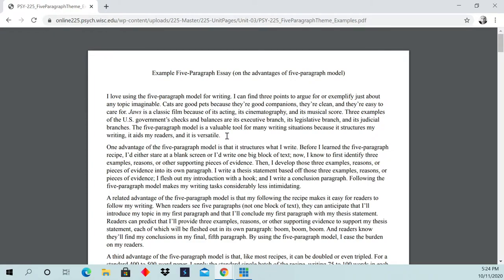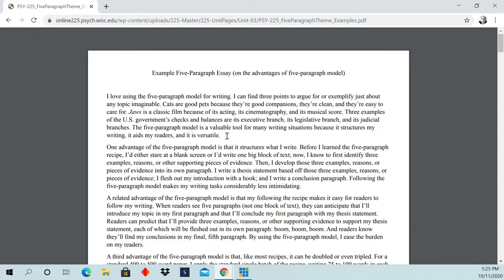Notice that in this thesis statement, I'm making an argument. I'm making something I can prove or disprove, theoretically. I'm stating something, I'm making an assertion that I can defend, right? The 5-paragraph model is a valuable tool for many writing situations. That's my assertion. And my main points are, it structures my writing, it aids my readers, and it is versatile.